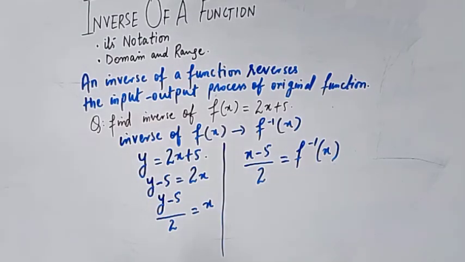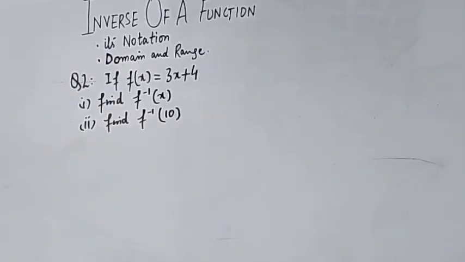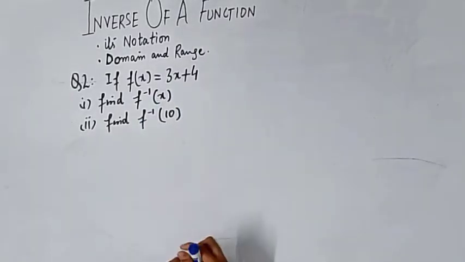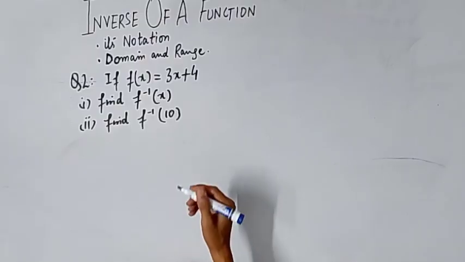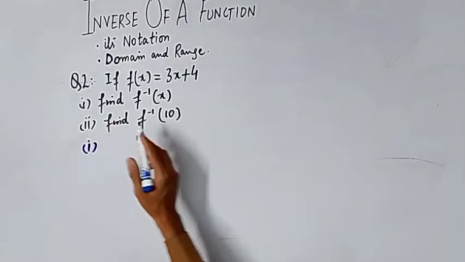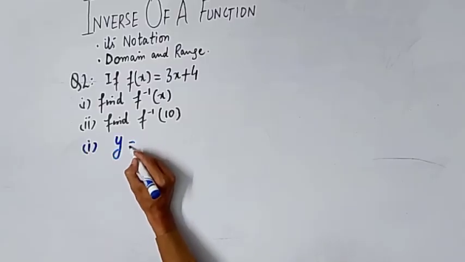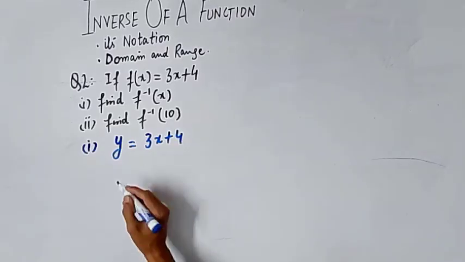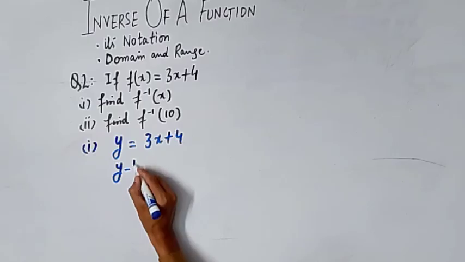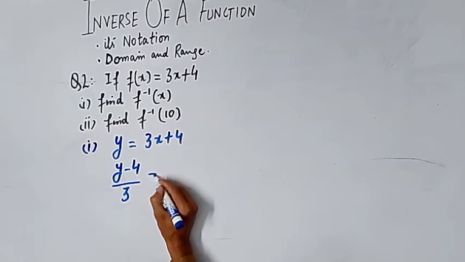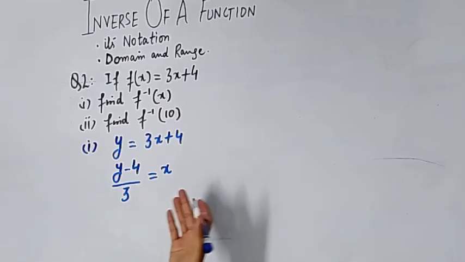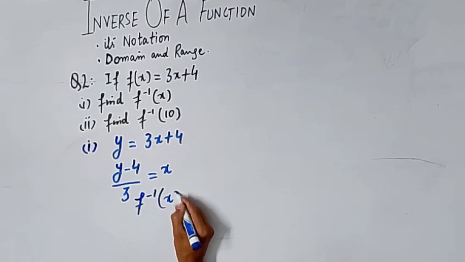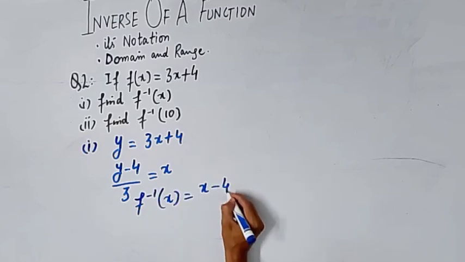Let's take one more example. Alright students, now we have a question in which a function is given, f of x is equals to 3x plus 4, and you need to find the inverse of it. So let's see part 1 first. In part 1, again we will take our original function equals to y, and we will get the inverse of a function by isolating the x: (y minus 4) upon 3 is equals to x. When we exchange x with y, we will get f inverse of x is equals to (x minus 4) upon 3.